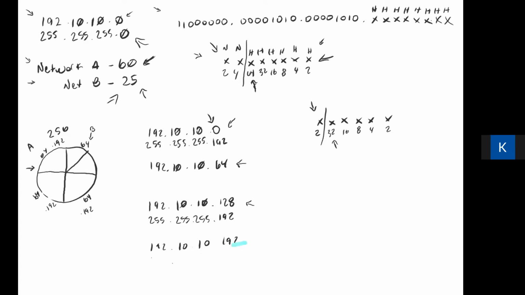I'm going to erase this real quick. We're not going to need this. Those are the network IDs for these 2 networks right here, which we're not going to be using.